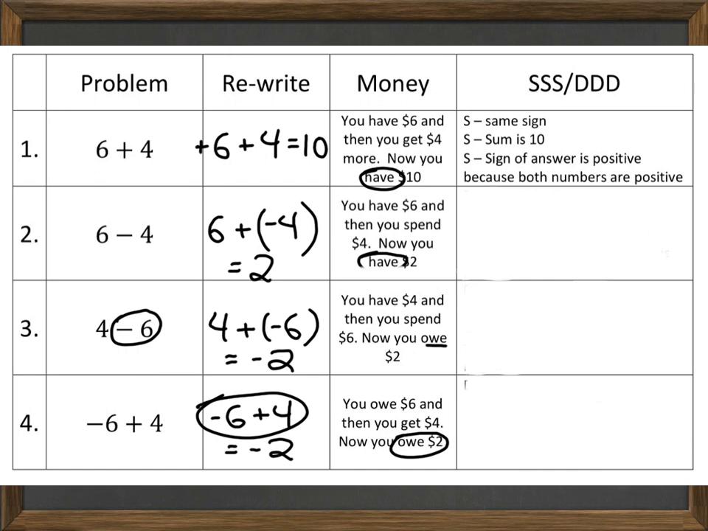All right, let's look at number 2. So now we have 6 minus 4. 6 minus 4, notice these are opposite signs. This is plus and that's minus. So this is not going to be SSS, this is going to be DDD. So we're going to skip over it.